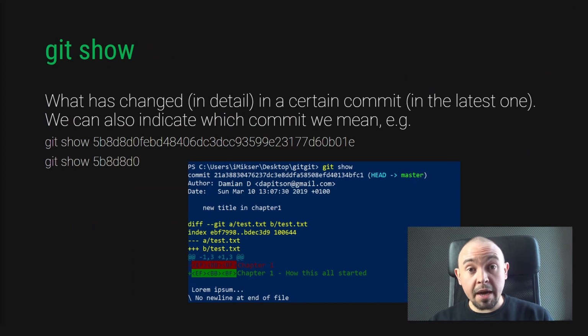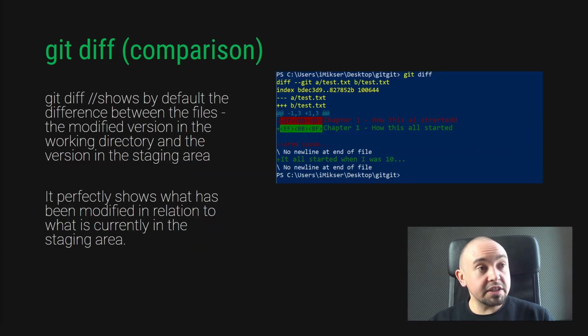The git show command tells us in detail what has changed in the latest commit by default. We can also indicate a specific commit that we want to check if we paste the hash ID of that certain commit. The git diff command shows us by default the difference between the files, between the modified version in the working directory and the version in the staging area. It perfectly shows what has been modified in relation to what is currently in the staging area.